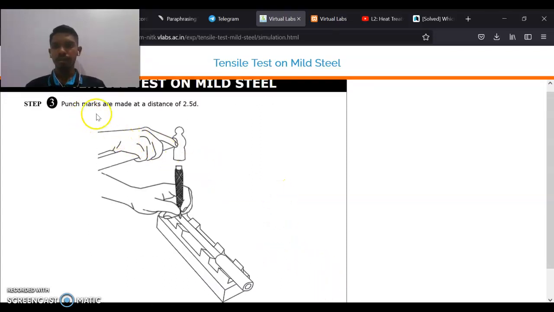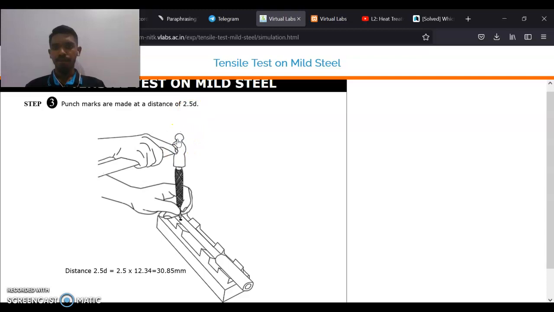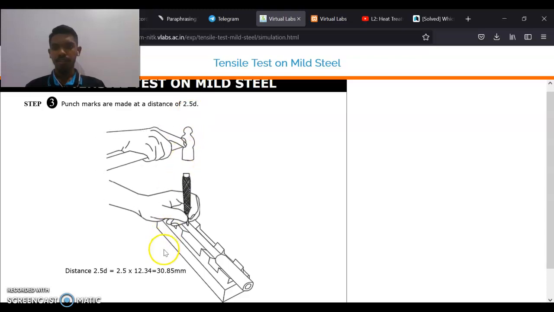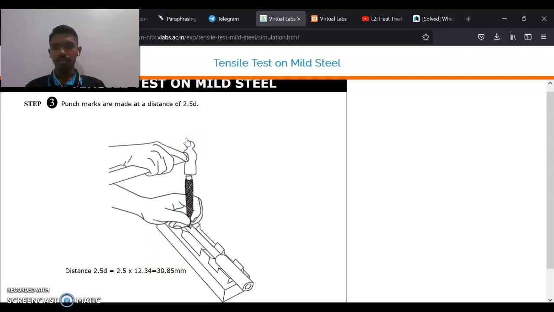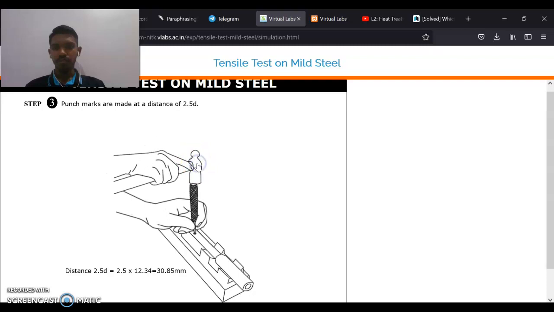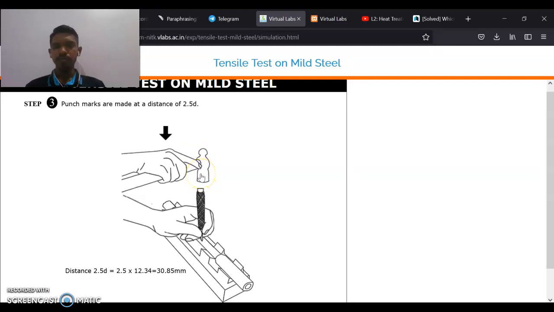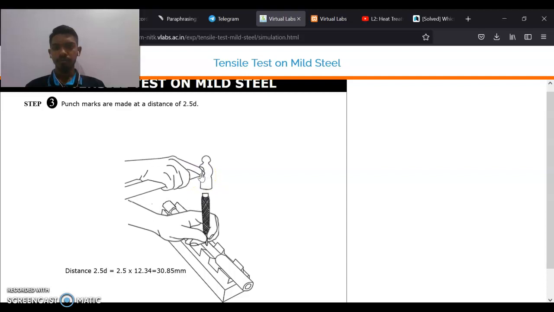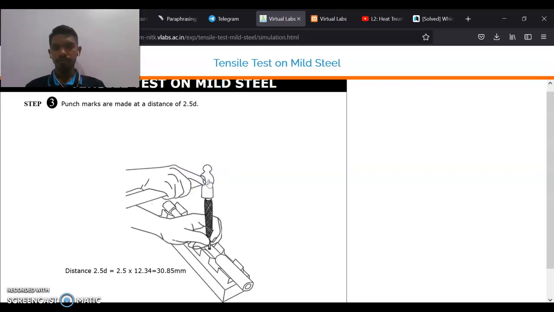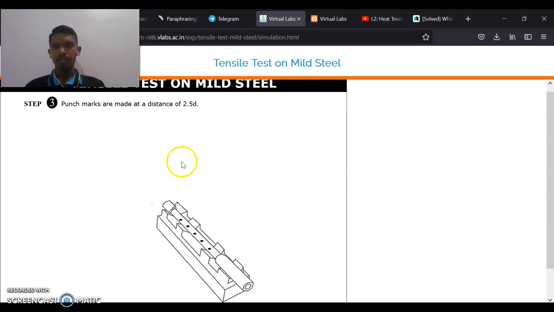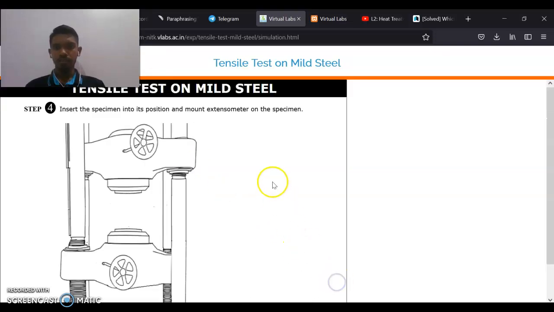So the third step is punch marks are made at the distance of 2.5. So 2.5 is equals to 30.85 millimeter. Okay, so after punching the marks, for the fourth step, insert the specimen into its position and mount extensometer on the specimen.